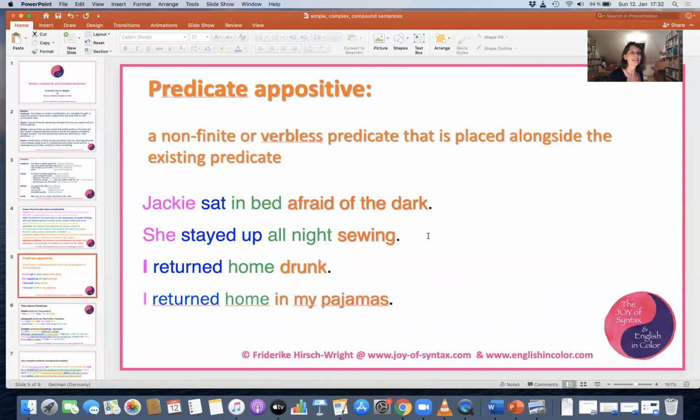I could say, Jackie sat in bed, she was afraid of the dark, but instead I can say, Jackie sat in bed, afraid of the dark. By the same token, I could say, she stayed up all night, she was sewing all night. And instead of that, I can say, she stayed up all night sewing. I returned home drunk. I could say, I returned home, I was very drunk. And I can join these two and say, I returned home drunk. And the same is true for my pajamas. I was in my pajamas when I returned home. Or I returned home, I was still in my pajamas.